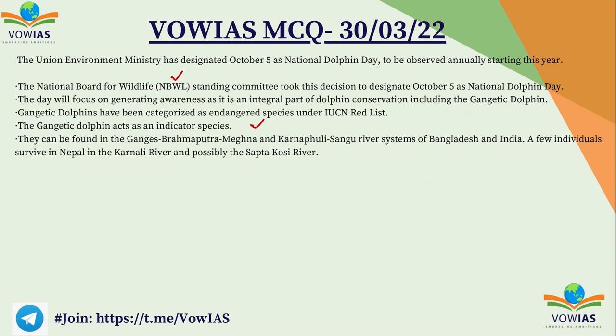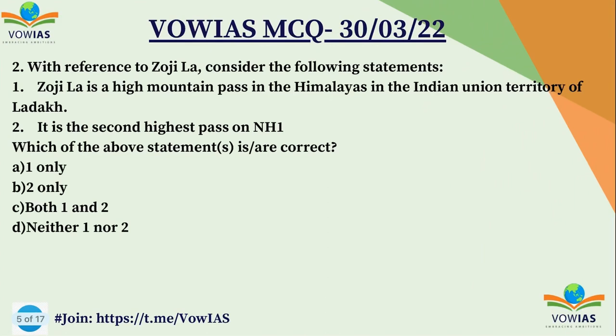This gangetic dolphin is found in Ganga, Brahmaputra, Meghna and Karnapuli, Sangu river systems of Bangladesh and India. A few survive even in Nepal in the Karnali river and possibly in the Saptakosi river. So this is about this gangetic dolphin, and remember, according to the IUCN Red List, it is categorized as endangered.